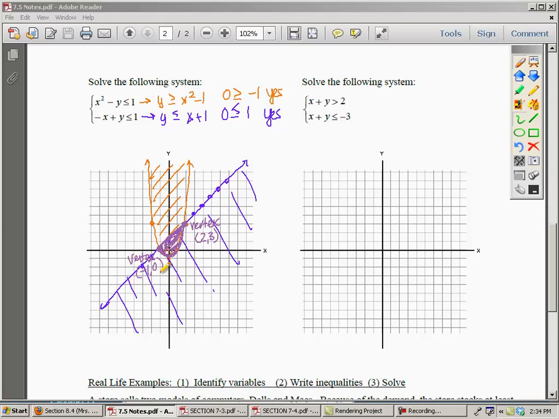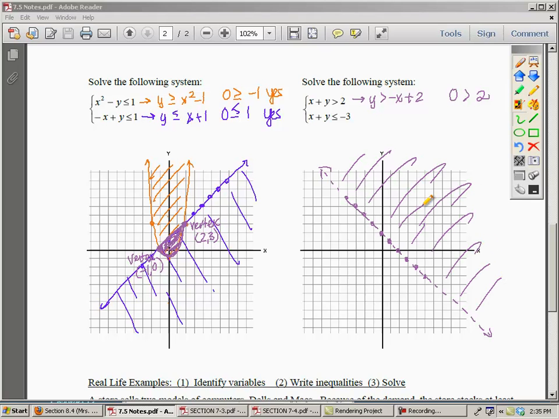I'm going to solve the first equation. You get y is greater than negative x plus 2. So I go up to 2. My slope is negative 1. I'm going to get the general idea. Oh, it should be a dotted line. Let me see if I can dot it the rest of the way. If we try 0, is 0 greater than 2? The answer is no, so we shade away from the origin.